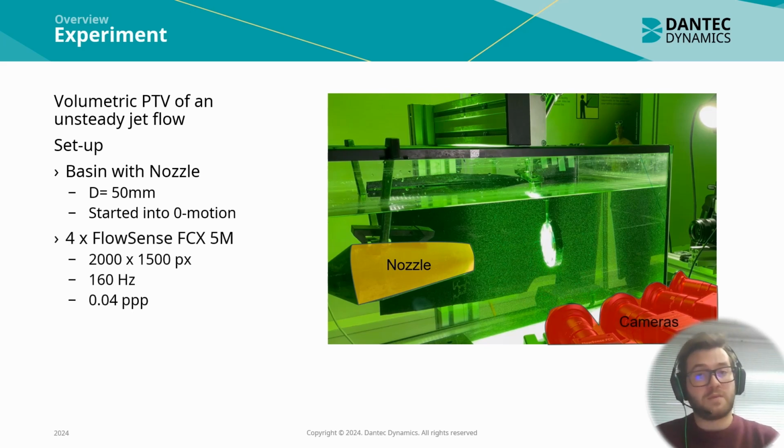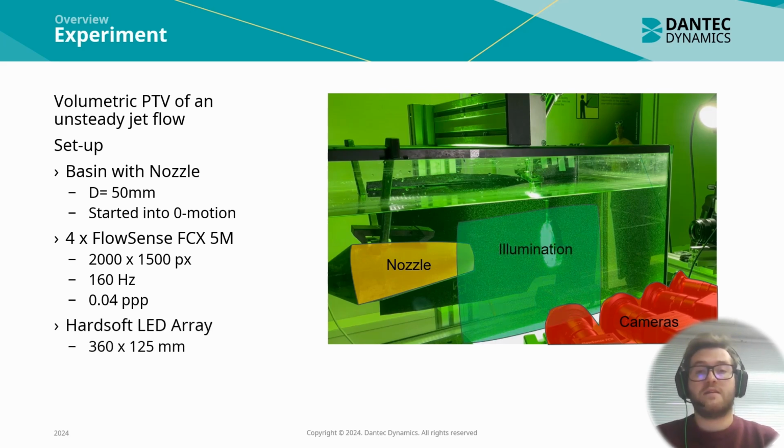For performing the experiment, we used four Flow FCX 5M cameras. We cropped the sensor slightly in order to achieve a slightly higher sample rate of about 160 Hz, and the final particle per pixel achieved was about 0.04. To illuminate the setup, we used a Hardsoft LED.